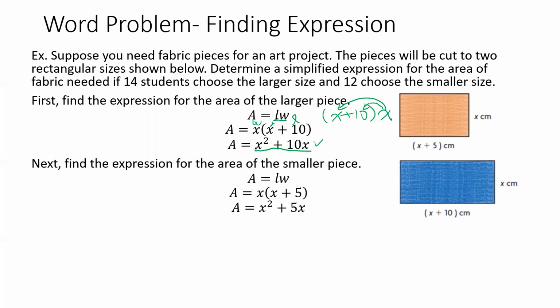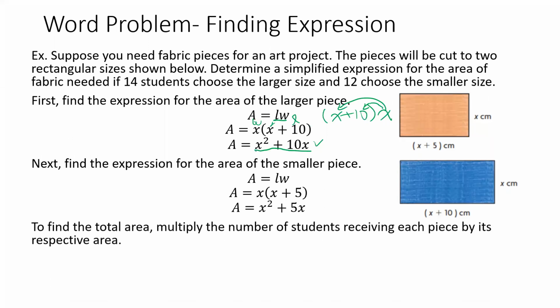Now, finally, when it asks for a simplified expression for the total area needed, for if 14 students choose a larger one and 12 students choose a smaller one, all we're going to do is take our previous answers here and multiply it by the number of students that are receiving each piece. So that means that we're going to have, and I put total cost, I meant total area. I'm going to change that there.